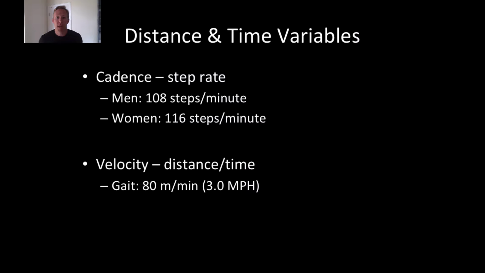And then other distance and time variables, we have cadence. That is our step rate, and this will vary a little bit between males and females. Males will tend to be about 108 steps per minute, and females 116 steps per minute. Velocity is the one that really is measured quite often in rehabilitation settings. This 80 meters per minute really matters in terms of things in life. So for instance, traffic lights, when you think about when the walk signal comes up, you need to have about 80 meters per minute. The time that it gives you to cross the intersection is based on normal gait velocity.